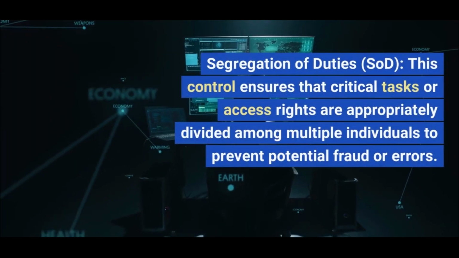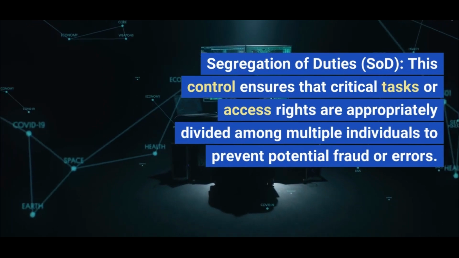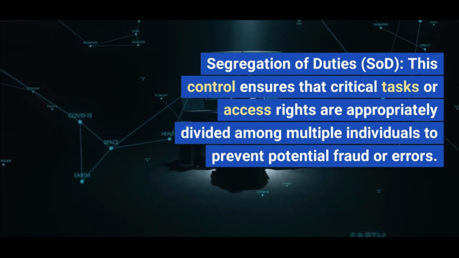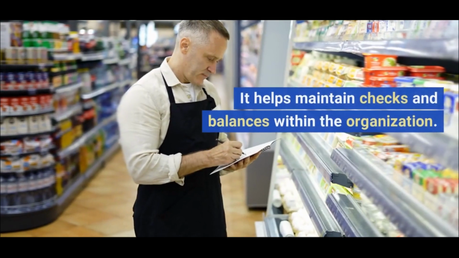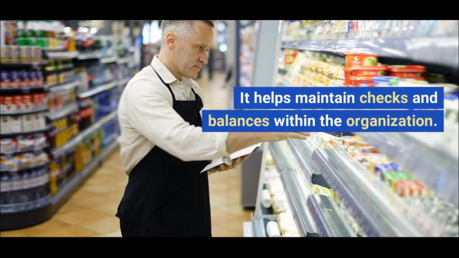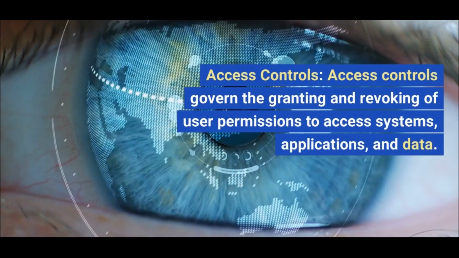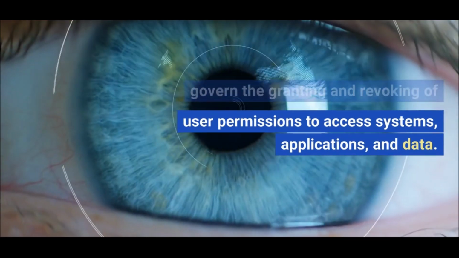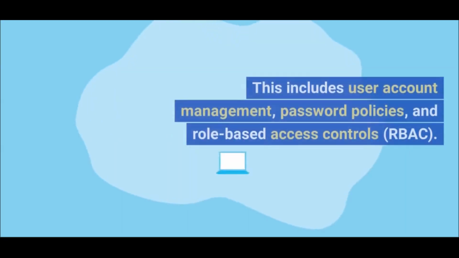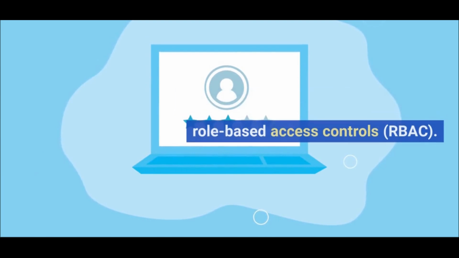Segregation of duties, SOD. This control ensures that critical tasks or access rights are appropriately divided among multiple individuals to prevent potential fraud or errors. It helps maintain checks and balances within the organization. Access controls. Access controls govern the granting and revoking of user permissions to access systems, applications, and data. This includes user account management, password policies, and role-based access controls, RBAC.